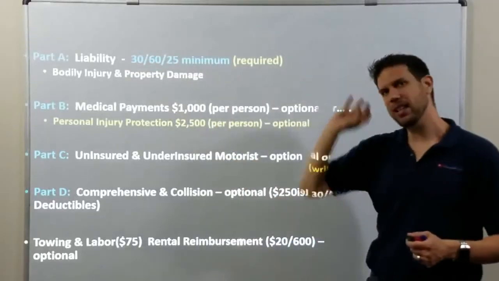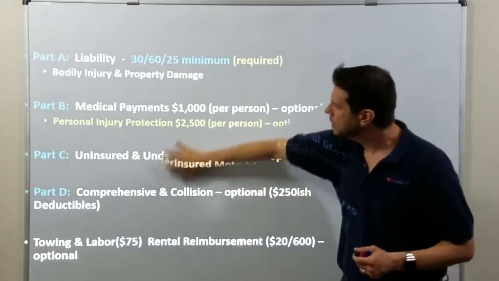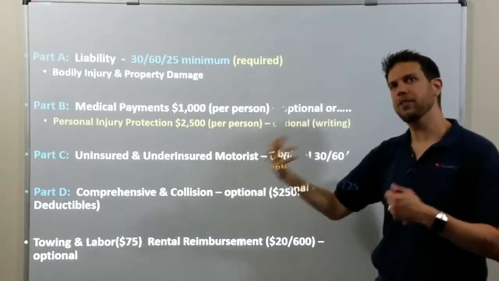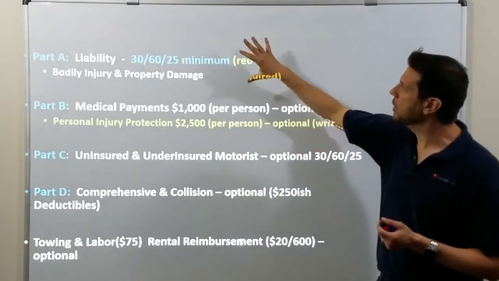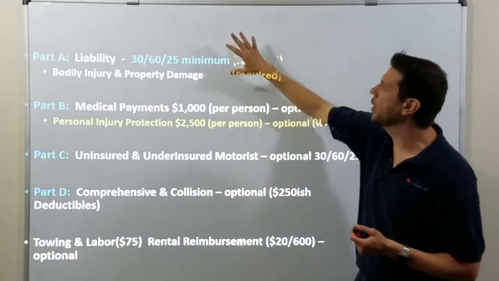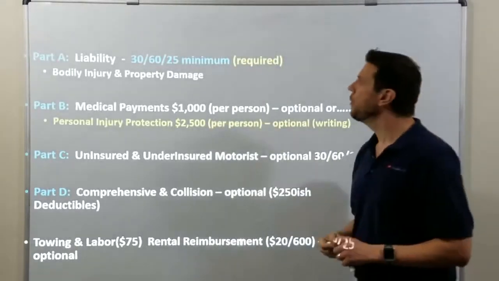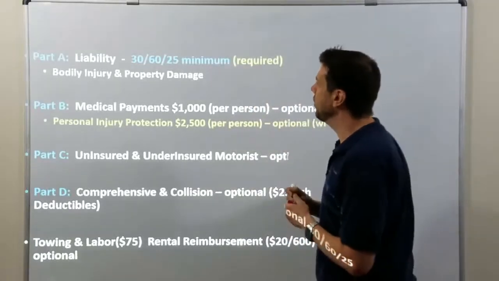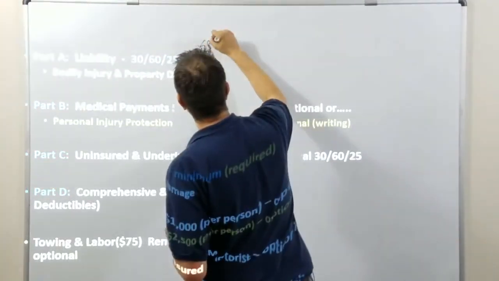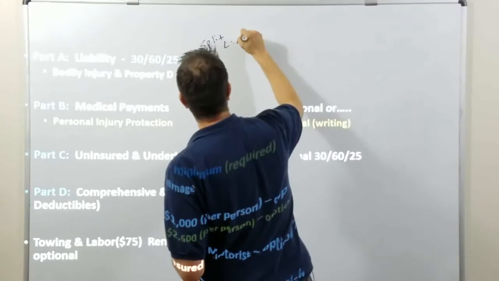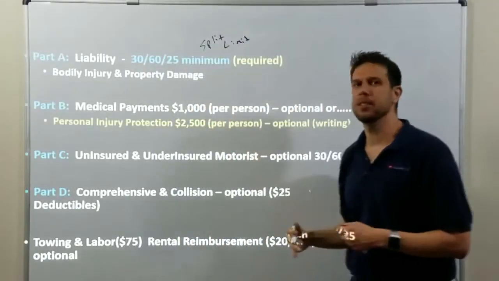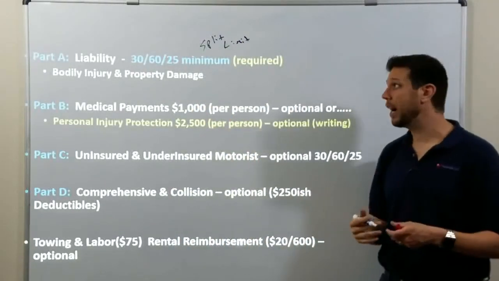Liability pays the other guy. The rest of your policy pays you and fixes your things. Now we're going to start at the top and work our way down and go more in depth. Personal auto insurance uses something called split limit. Split limit means that you have different limits for different things under the policy.